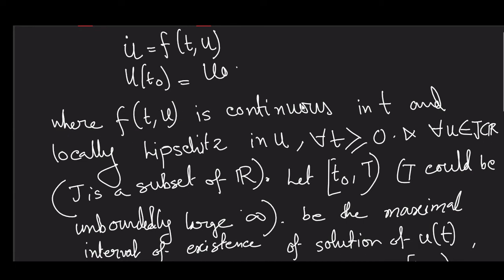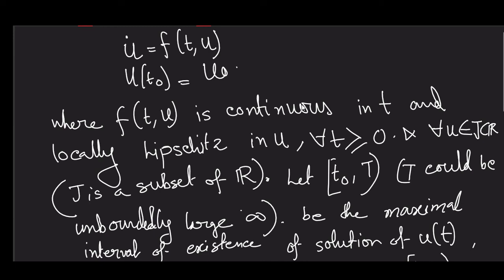quite possibly J is not equal to R, but J is the subset of R in which this claim of satisfying locally Lipschitz with respect to u gets validated, and then you can have a semi-closed interval or a half open interval like t0 comma capital T, where there is no such restriction posed on capital T. T can be unboundedly large, so T can be infinite.